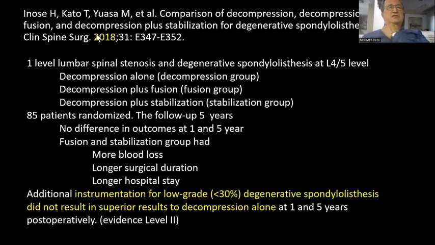This is another study from 2018 saying that instrumentation for low grade, less than 30% degenerative listhesis, spondylolisthesis, did not result in superior outcomes.